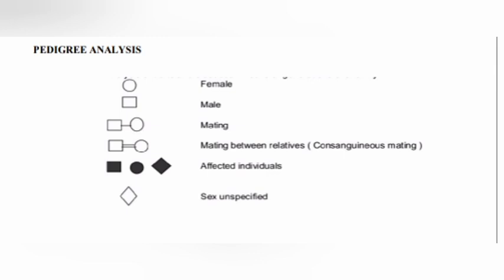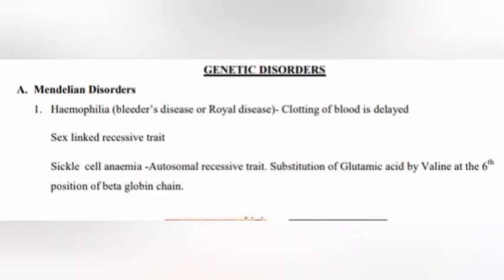Pedigree analysis. Symbols. Genetic disorders. Mendelian disorders: hemophilia, bleeder's disease or royal disease. Clotting of blood is delayed. Sex-linked recessive trait. Sickle cell anemia, autosomal recessive trait.